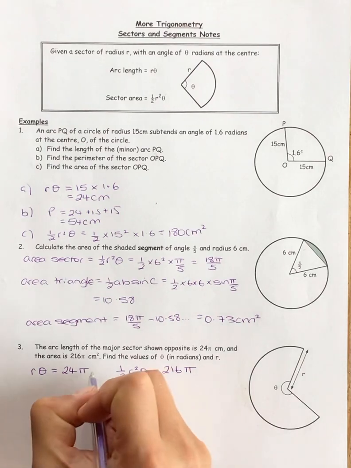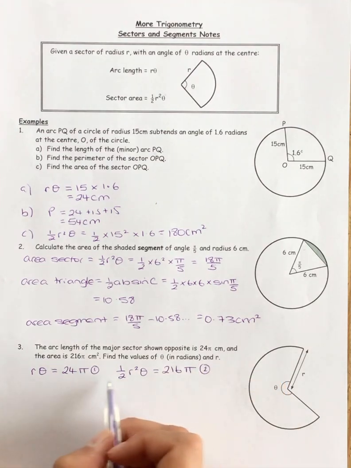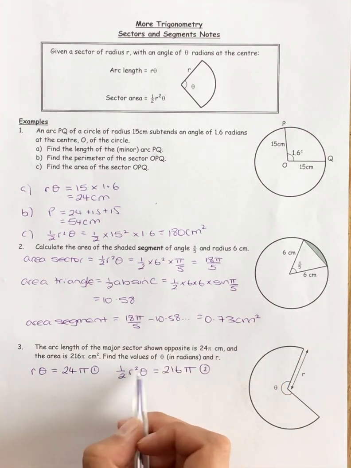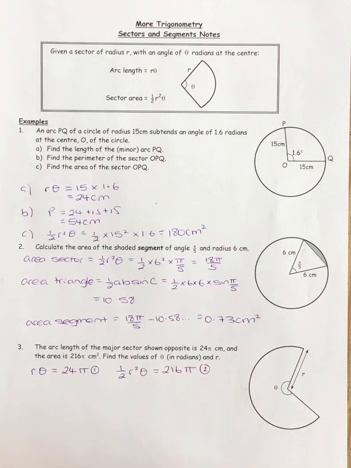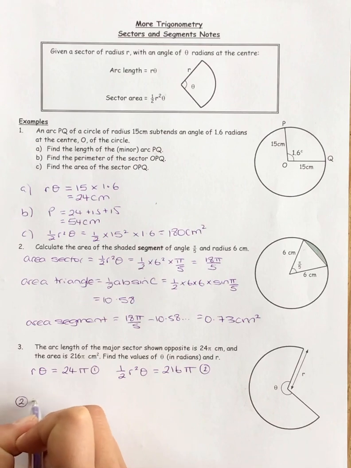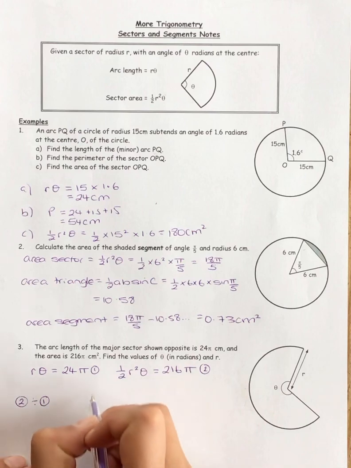Now if I label this equation 1 and this equation 2, this equation is a multiple of r theta. So I could divide a half r squared theta by r theta and divide 216 pi by 24 pi. So I'm doing equation 2 divided by equation 1. We're not used to doing that, are we? We're used to adding and subtracting them in order to eliminate a variable. But in this case, division eliminates a variable.